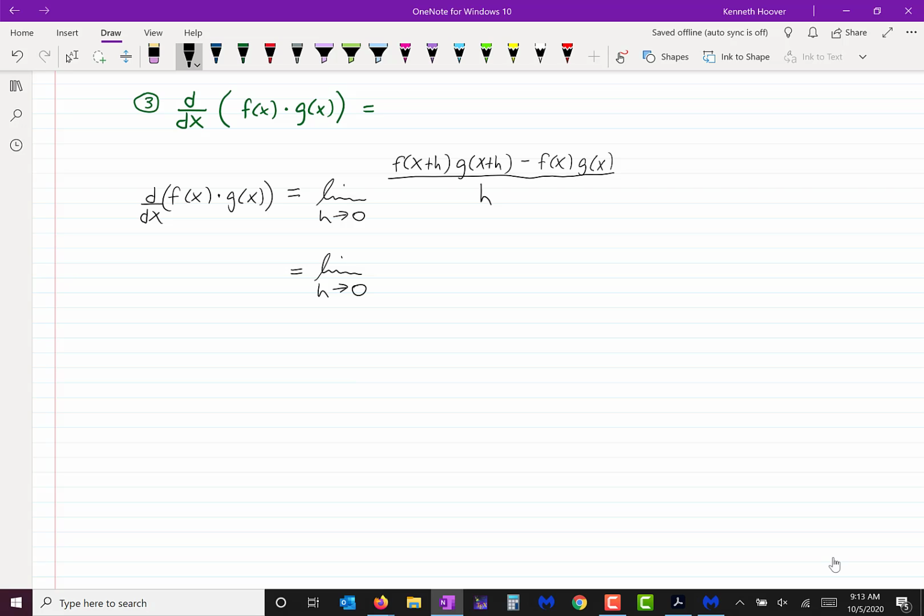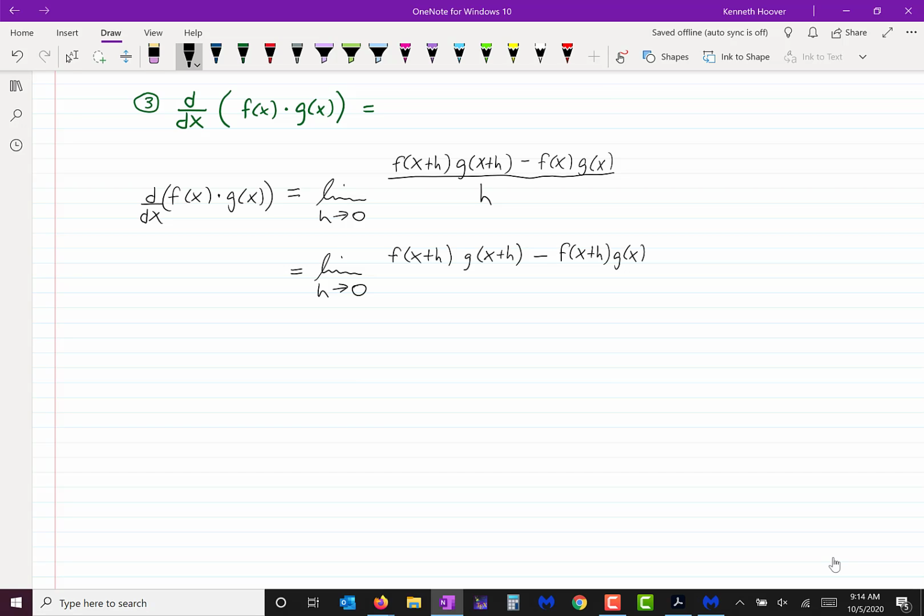Okay? Now, in order to simplify that, I'm going to do a little trick here that is probably not something that would occur to you, and that's okay, because it's out of left field. It's going to look like I'm making things more complicated, but you'll see that it actually allows me to make them simpler. So what I'm going to do is throw in here an extra minus f of x plus h times g of x.